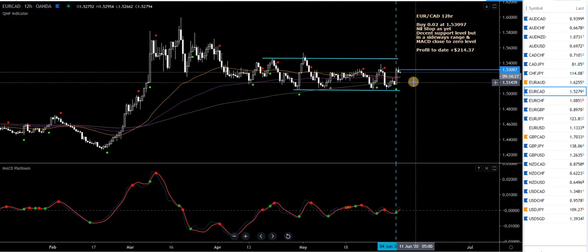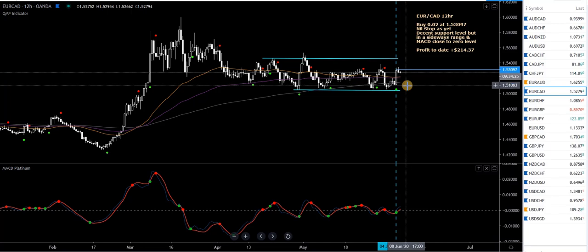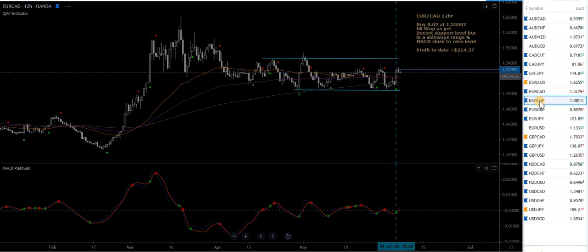Euro CAD took a buy 24 hours ago, going nowhere, stuck in a tight range. Ugly pair at the moment.